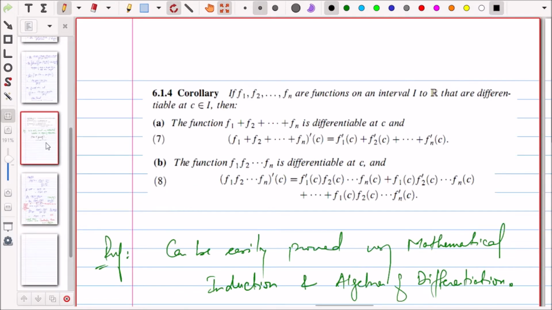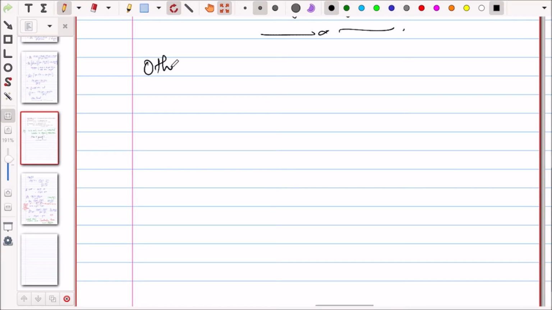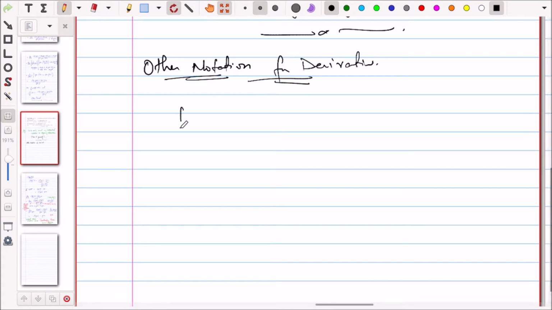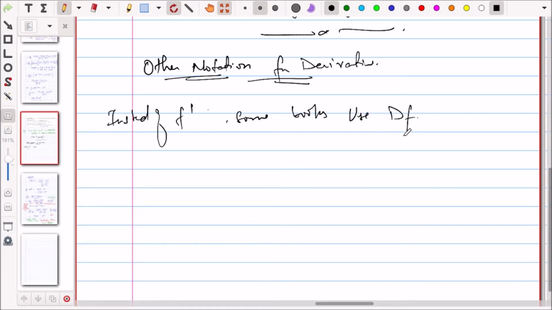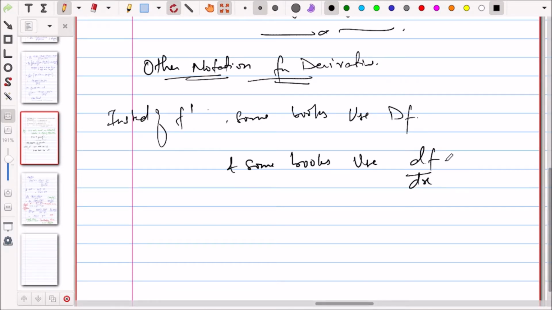अच्छा, और notations भी हैं. There are other notations for derivatives which are used in other books. So exam में अगर वो notation आ गई तो then you can use other notations for derivatives. So f dash, instead of f dash, some books use Df, right? ठीक है, f dash की जगह Df, कैपिटल D यूज करते हैं, and some books use df by dx, right?